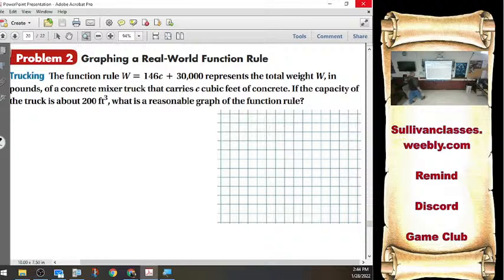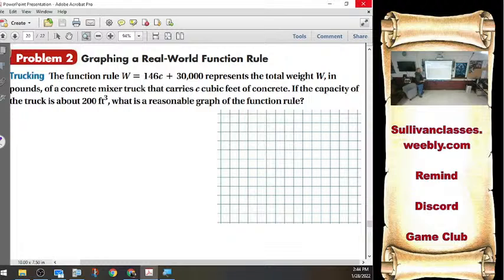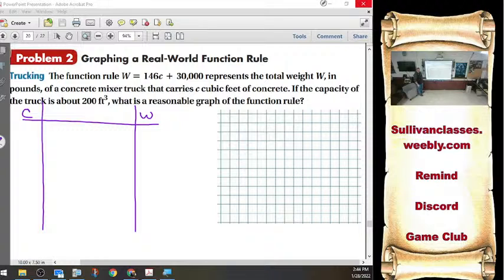Well, step 1, I'm going to make a table. Does the weight depend on how much concrete I have? Or does the amount of concrete I have depend on how heavy my truck is? Okay, so that's my independent and dependent variables. My weight depends on how much concrete I have. Okay, I'm going to put C in and get W out. Input, independent. In the middle, that's where our work is going. It's 146 C plus 30 grand.